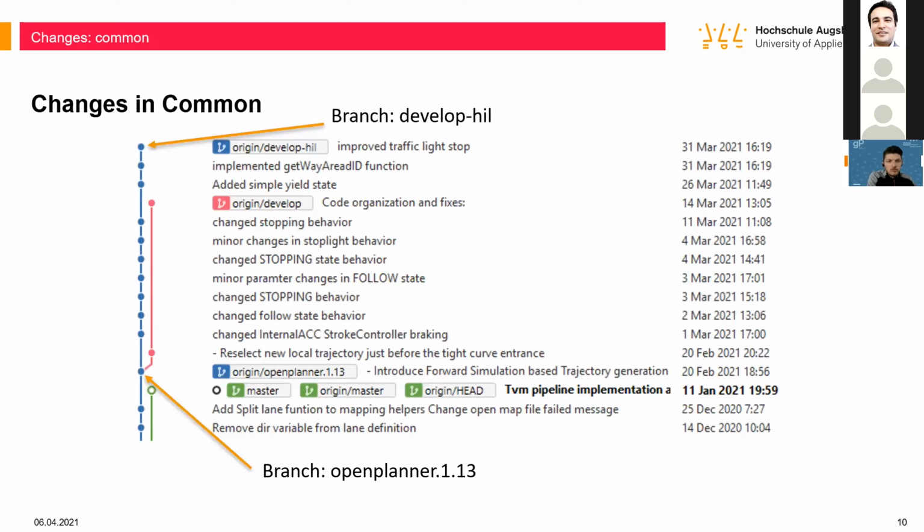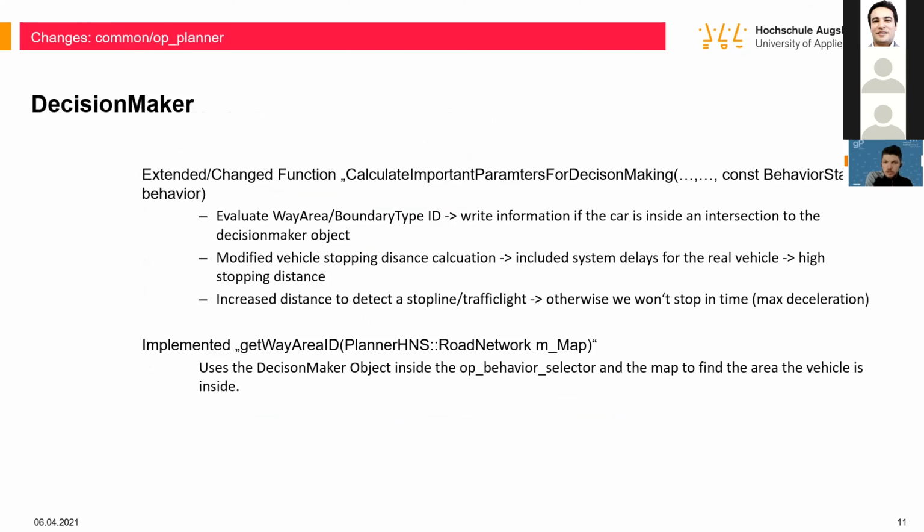Then in the common repo, there was a little bit more change because we tried to move all the functions to the decision maker CPP and keep the rest as clean as possible. Again, starting from OpenPlanner 1.13 and then in the develop branch. In the decision maker, we have the calculate important parameter for decision maker. We added some stuff, and we can go through the details if you have questions afterwards. The implementation of the gateway area ID is also inside the decision maker.